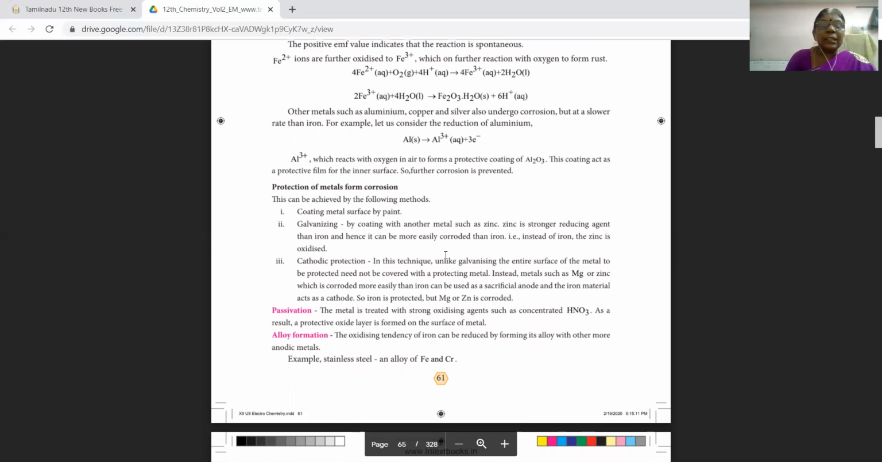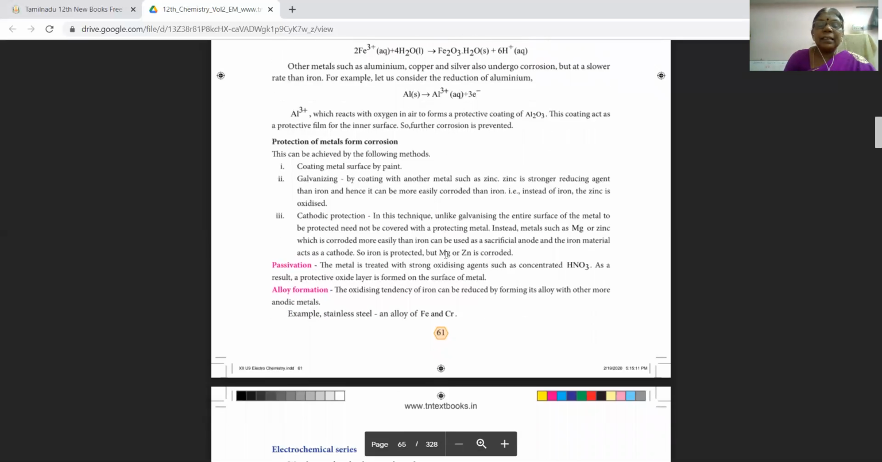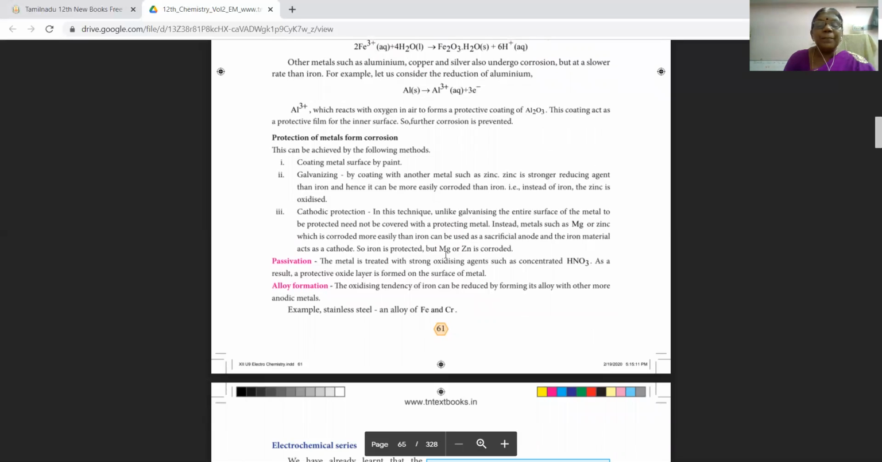Another one is cathodic protection. In this technique, unlike galvanizing, the entire surface of the metal to be protected need not be covered with a protecting metal. Instead, metals such as magnesium or zinc, which are corroded more easily than iron, can be used as a sacrificial anode, and the iron material acts as a cathode. So iron is protected, but magnesium and zinc are corroded.